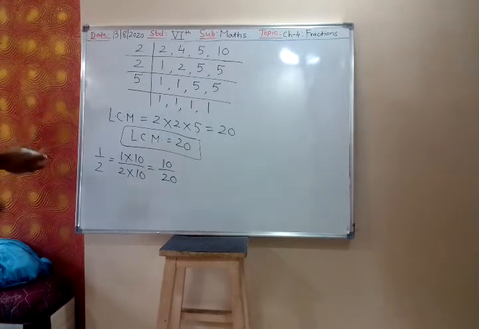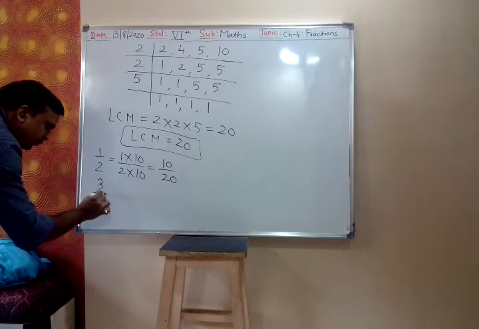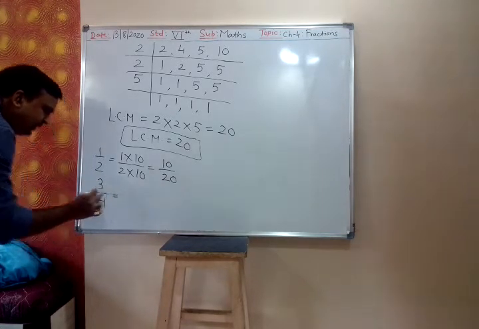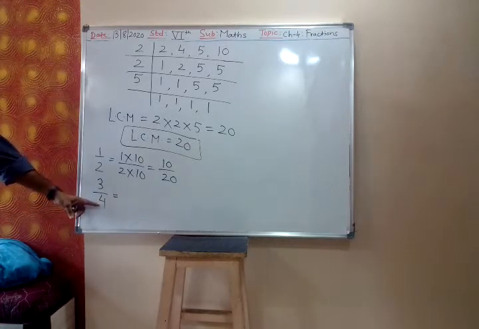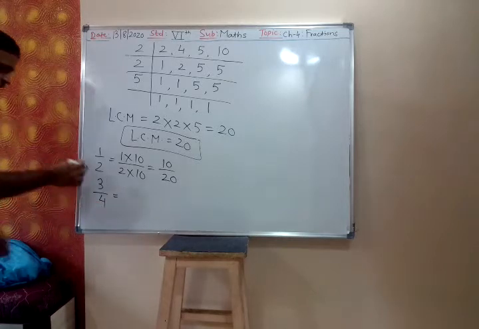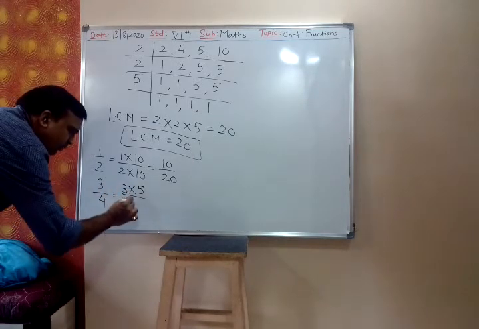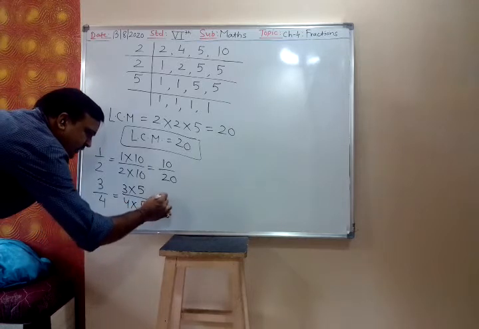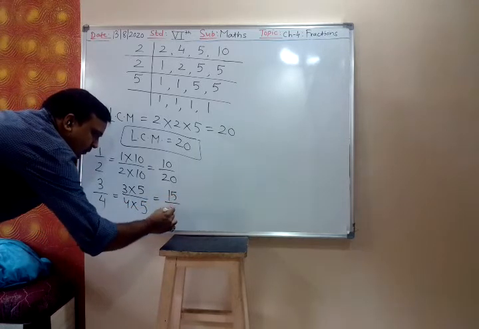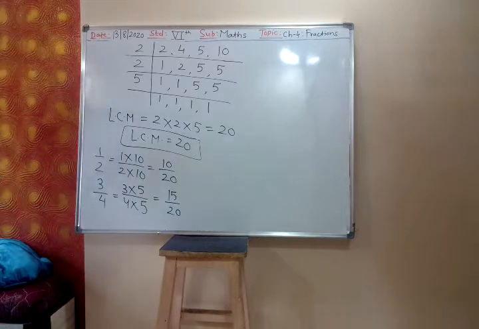Similarly, I will convert 3 by 4. For 3 by 4, I want denominator 20. We have to convert the denominator as 20, so I will multiply 4 by 5. So 3 into 5 upon 4 into 5, that is 15 upon 20. Then similarly 3 upon 5.